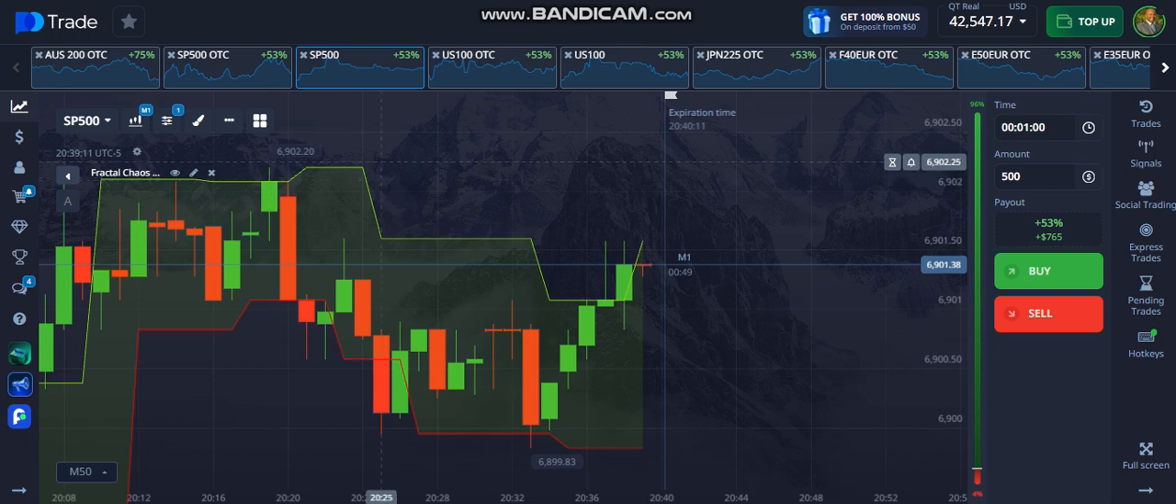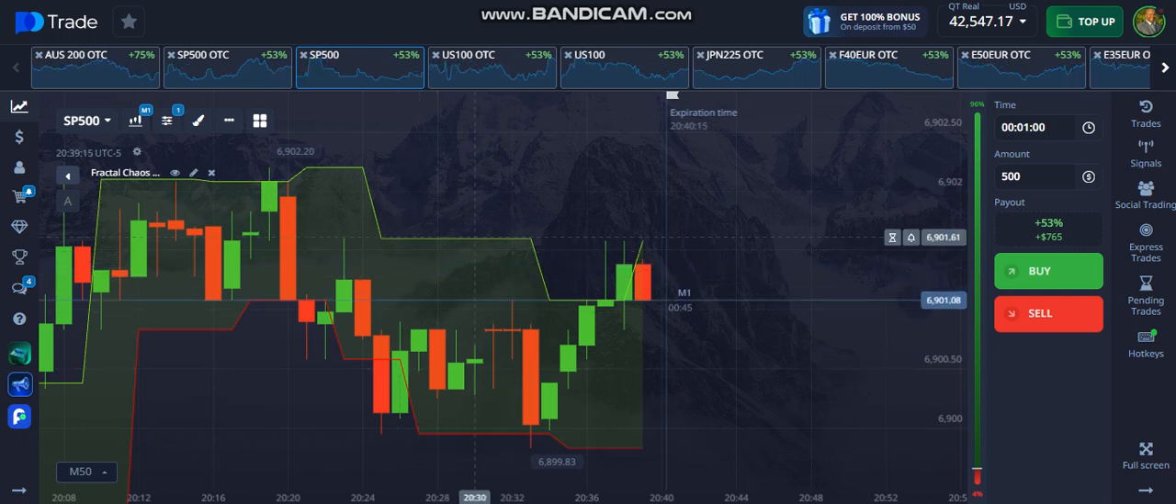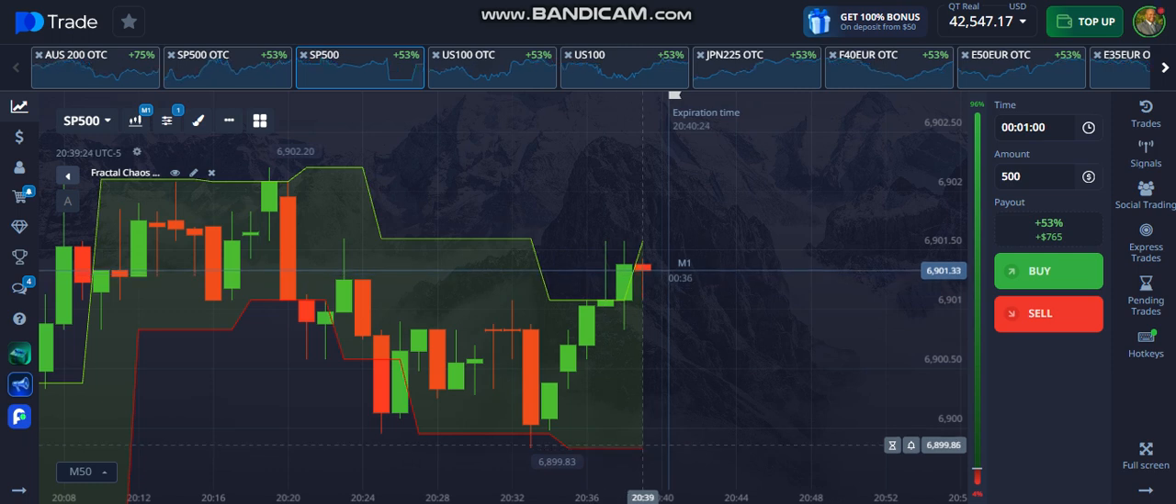Once you click on that indicator, you'll see two lines here, a green line and a red line. The green line represents a dynamic level of resistance, and the red line represents a dynamic level of support.